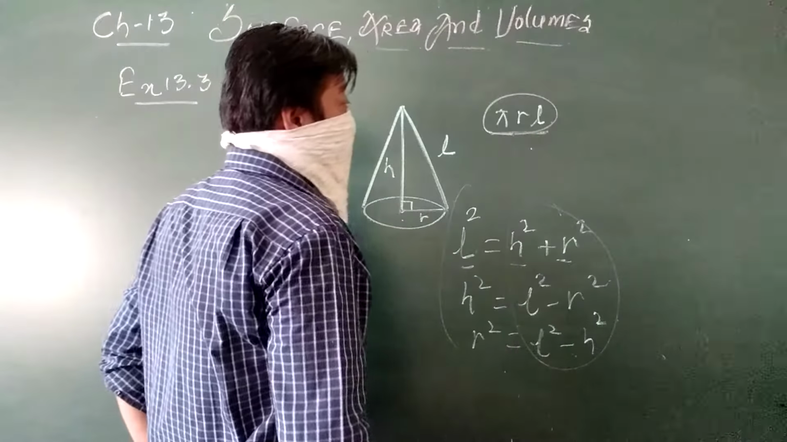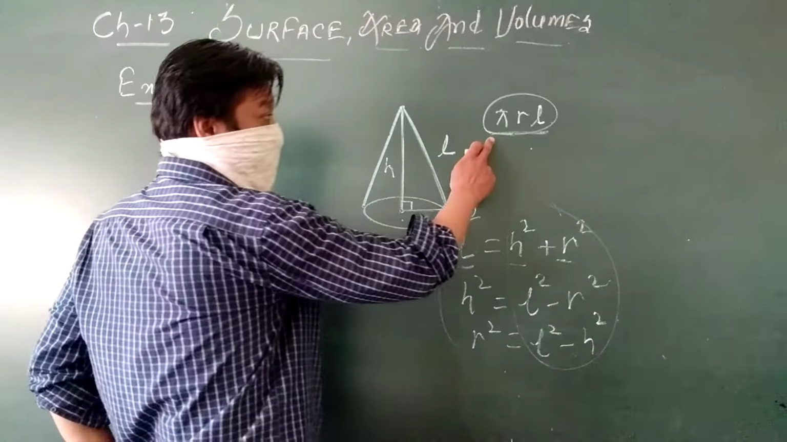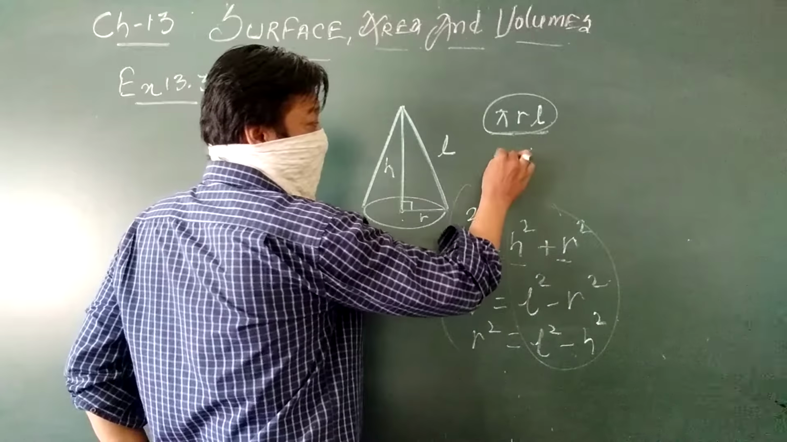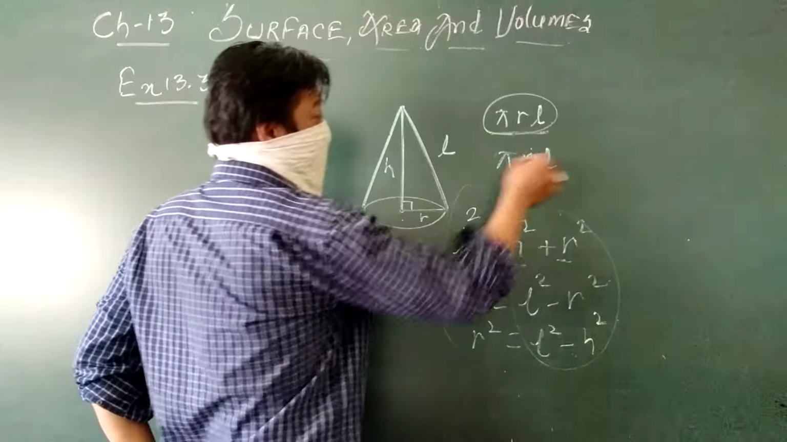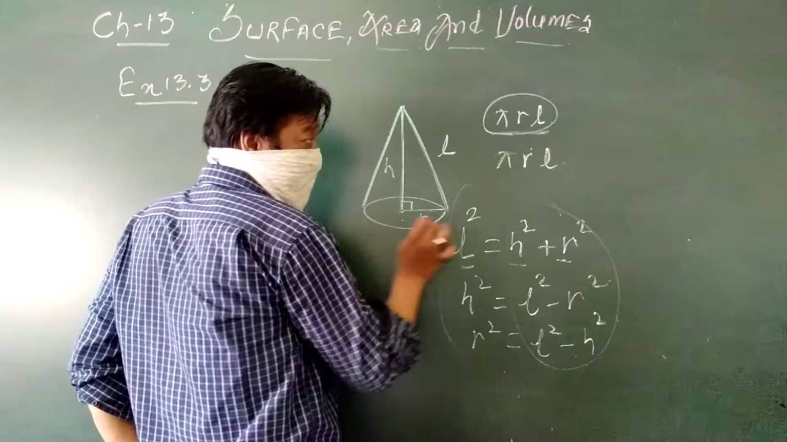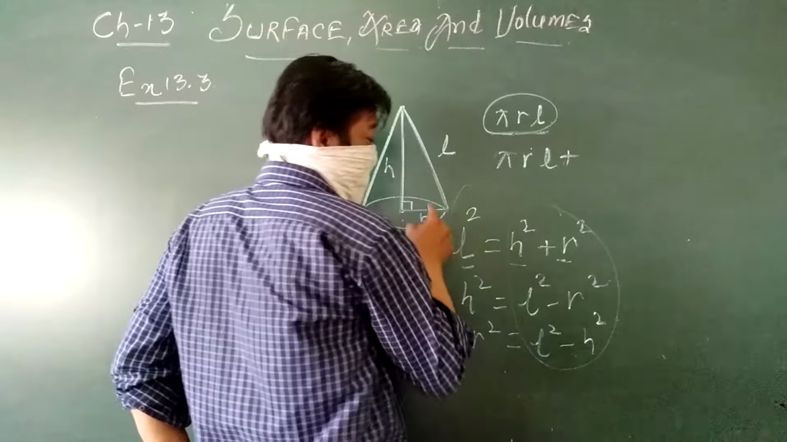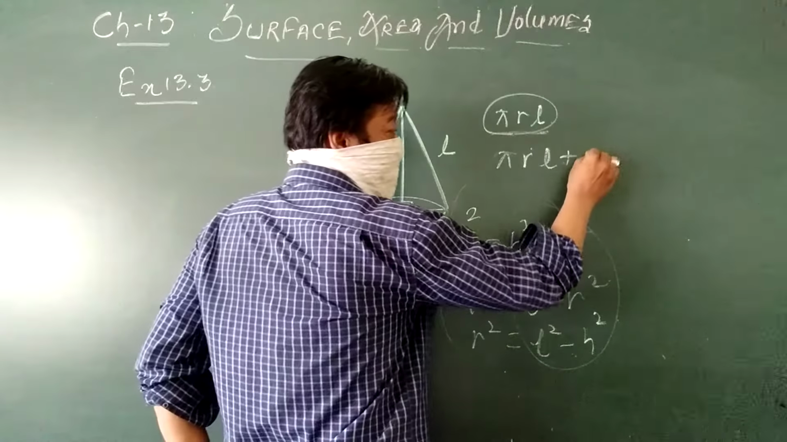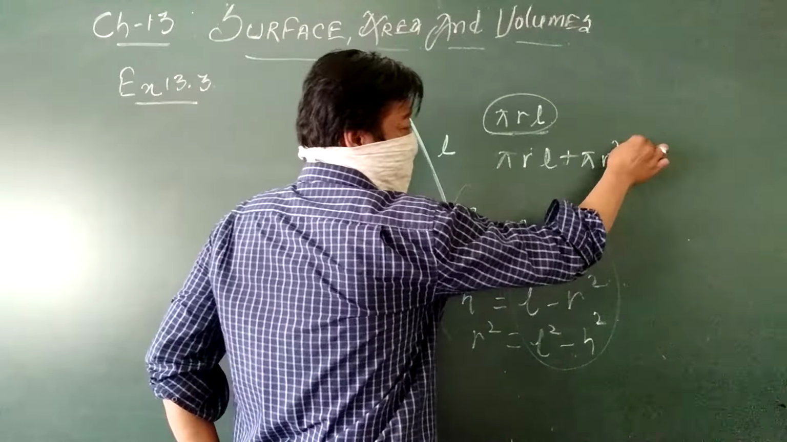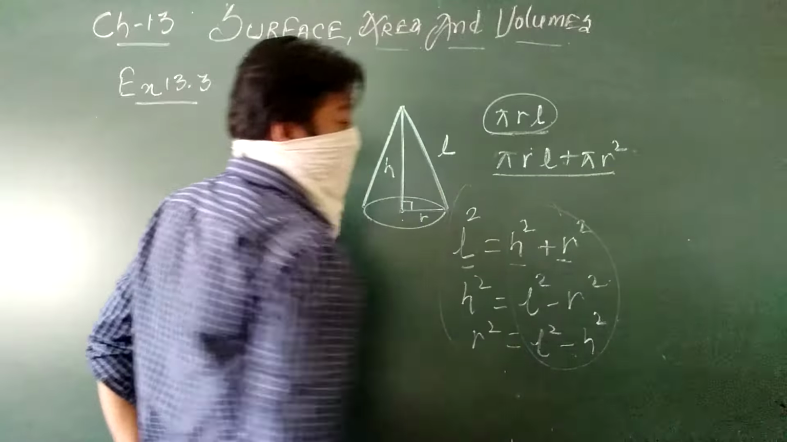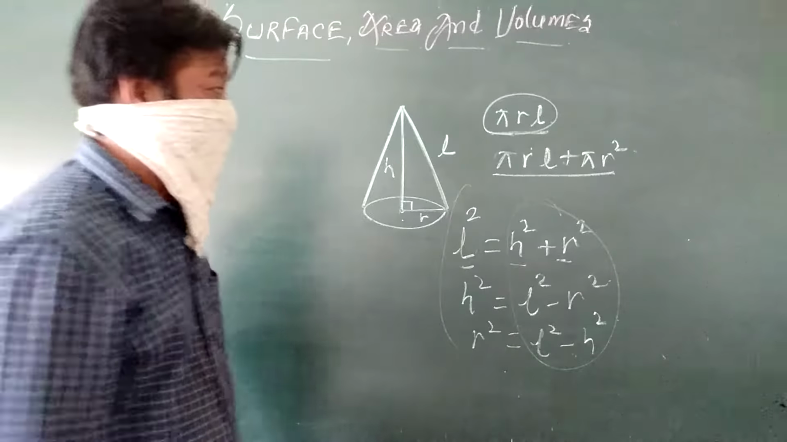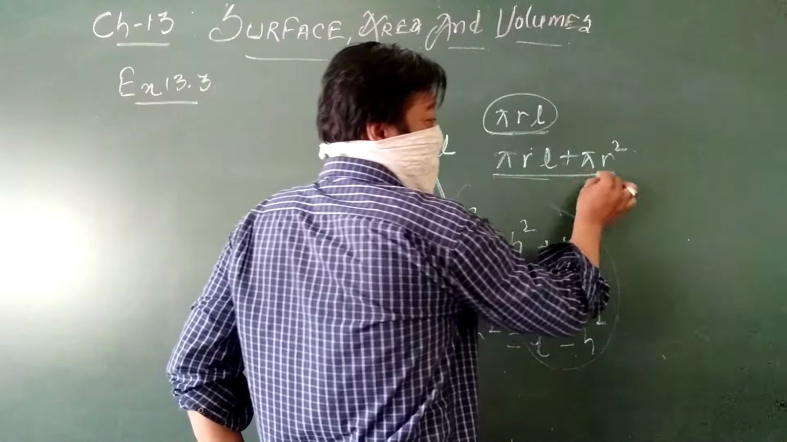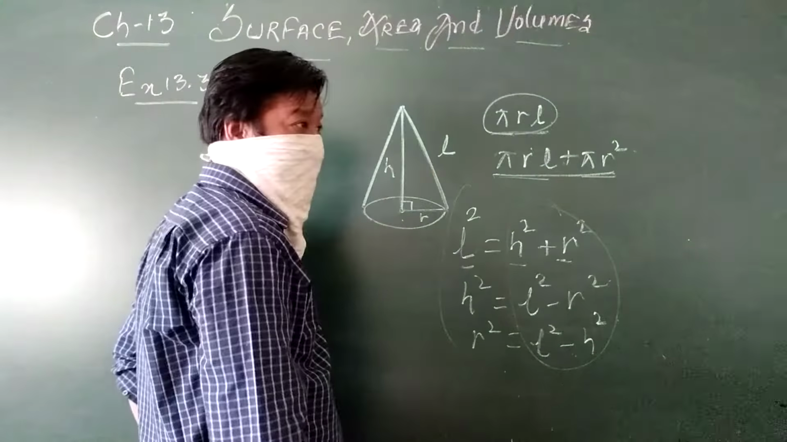And if you want the total surface area, this is the curved surface area. In the total surface area, the curved surface area is there, and by adding the base, which is in the form of a circle, its area is pi r square. Total surface area you can find with the help of pi r L plus pi r square. You can put the values of this plus this, and you will get the total surface area.